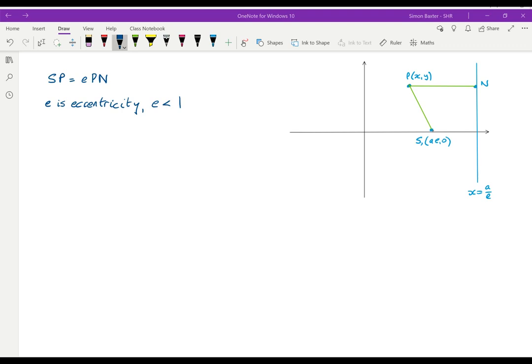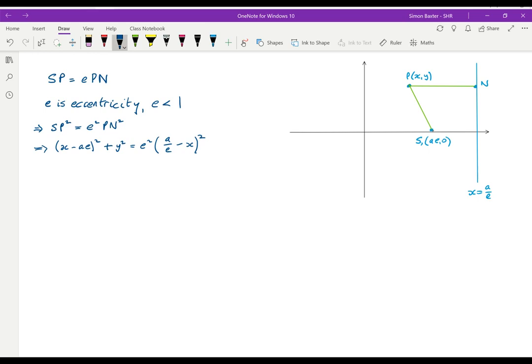Well, if we take SP equals e times PN and square it, we will get that SP squared is e squared PN squared. SP squared, distance between 2 points. We get the x coordinates, x minus ae squared. We get the y coordinates, y minus 0 squared, is e squared PN squared. Well, the x coordinate at N is a over e. The x coordinate at P is x. So the length of PN is a over e minus x, and we want PN squared.